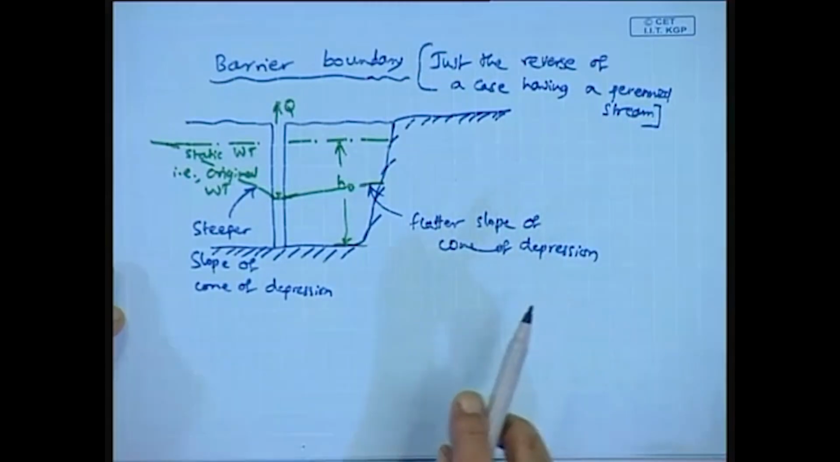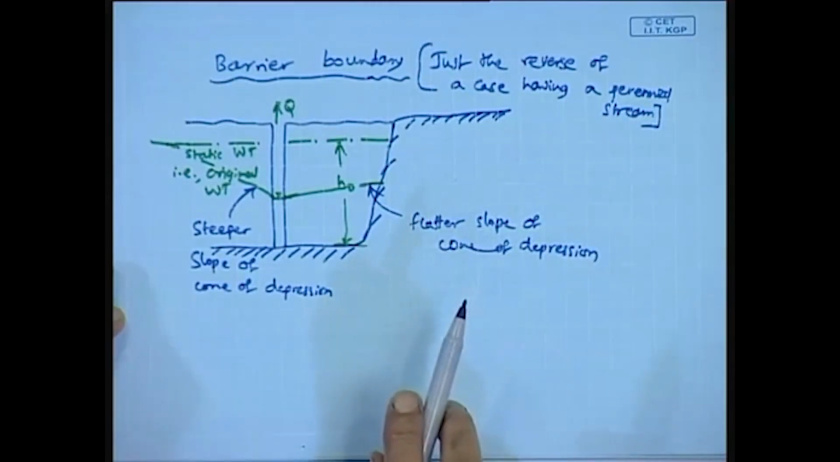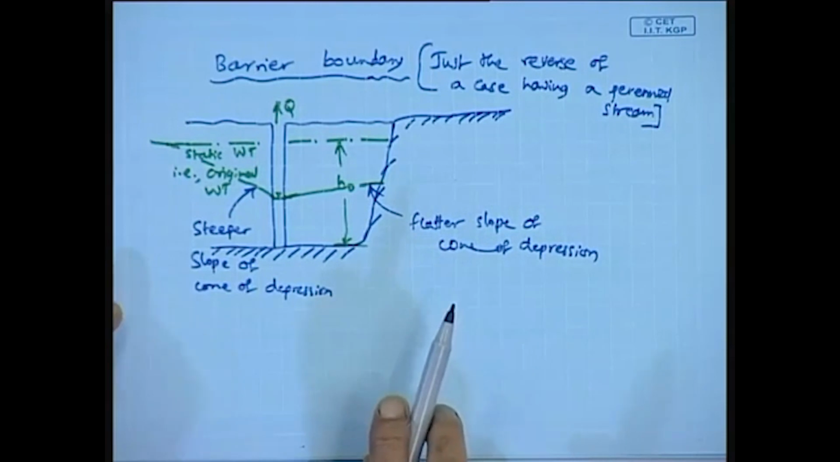So firstly we considered well flow near a perennial stream, and next we considered well flow near a barrier boundary. So we will stop here and then we will continue in the next lecture.